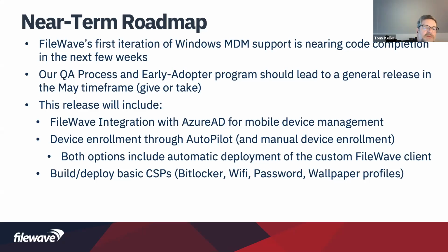Okay. This release will also include the building and deployment. Right? You saw the editor in the previous screenshot of basic CSPs. And when we say basic CSPs, we're talking about the most used ones. Things like a BitLocker encryption policy, Wi-Fi setup, password policies, restrictions, wallpaper profiles, some of the highest level ones, the most used ones will be included. And that's moving pretty quickly, although there's 1,000 of them. So we're doing them as fast as we can, but we'll have a number of them in this first release.